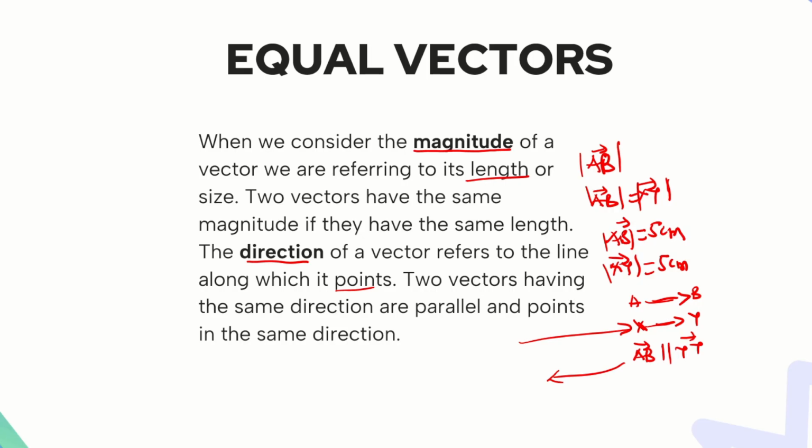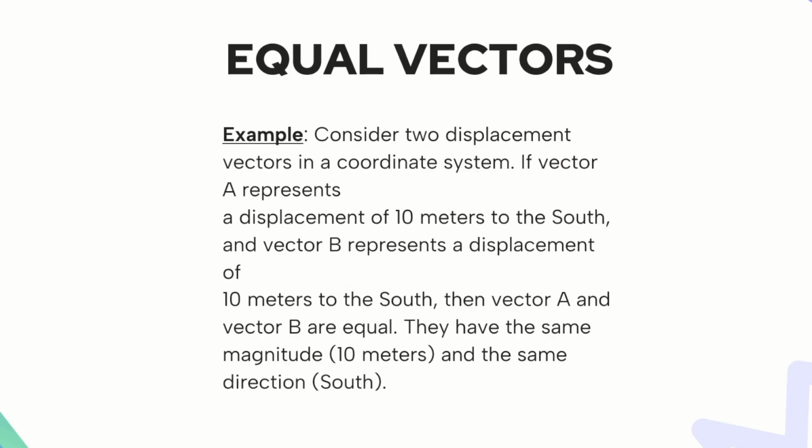Now let's consider an example so that we'll be able to visualize it well. Consider two displacement vectors, so two vectors in a coordinate system. If vector A represents a displacement of 10 meters to the south, let's consider that this is in the coordinate system, and the vector A is here at this point. It moves towards the south, so our south moves downward this way, and it moves 10 meters towards the south. That is our vector A.